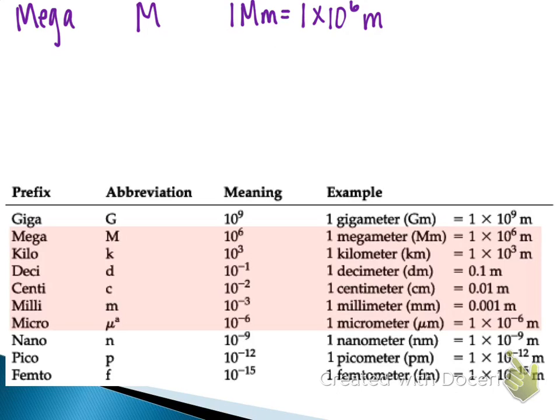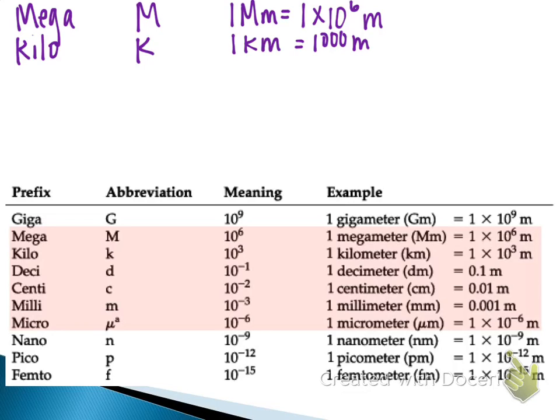Okay, so I'm going to move to kilo. Kilo means 1,000. People get this confused a lot, but a kilometer is bigger than a meter. So don't say there's 1,000 kilo in 1 meter. It's the other way around. Kilo means 1,000 of the things.